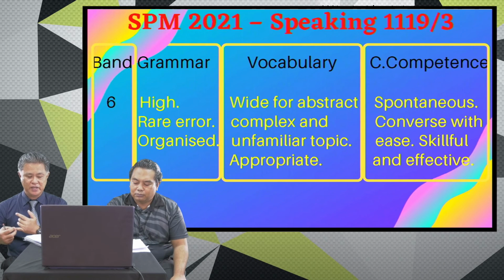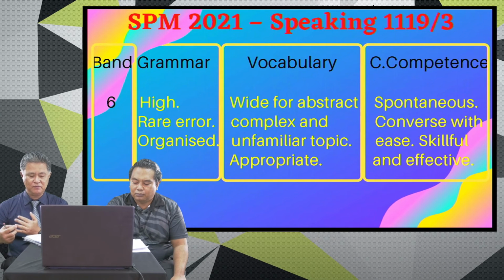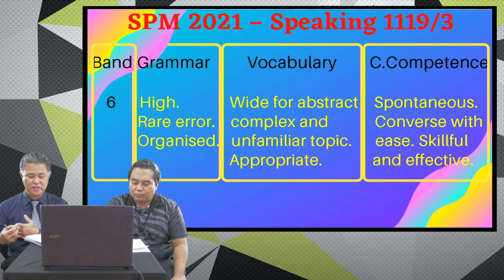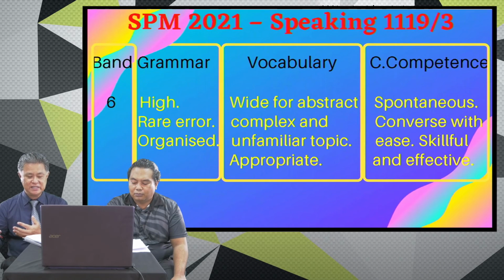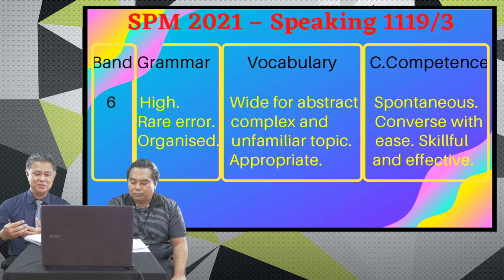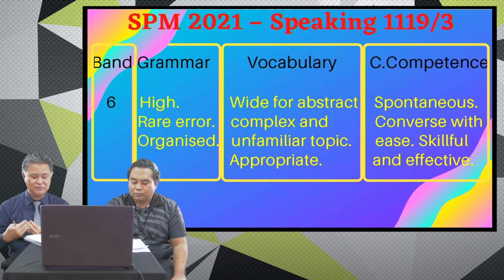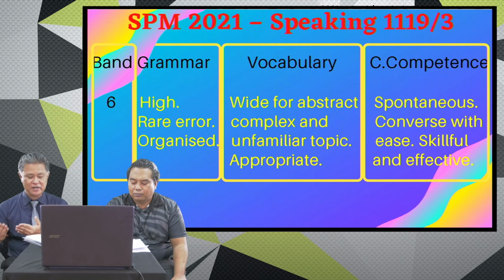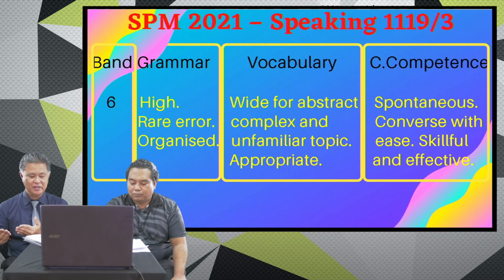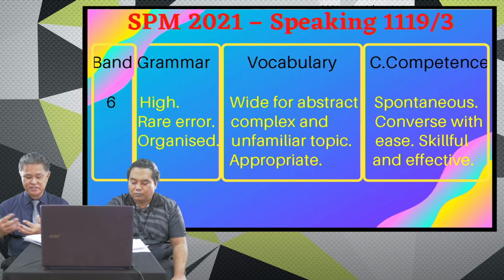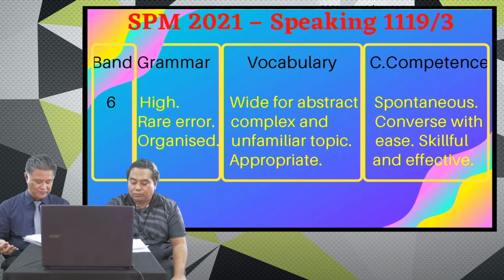They use wide and appropriate vocabulary for abstract, complex, and unfamiliar topics, and they can converse spontaneously, always at ease, skillful, and also effective. So the keywords here, we believe, are high levels of organized grammar, wide and appropriate vocabulary, and conversing spontaneously, always at ease, skillful, and effective.